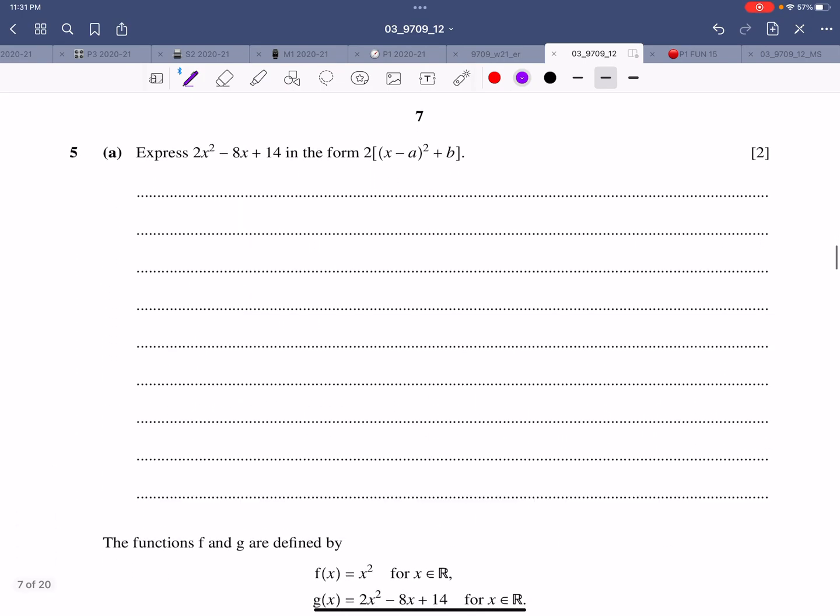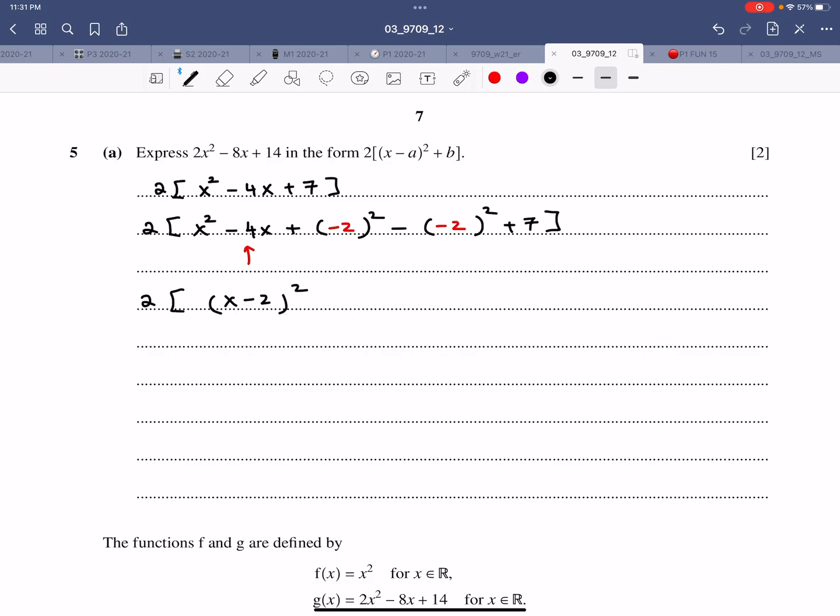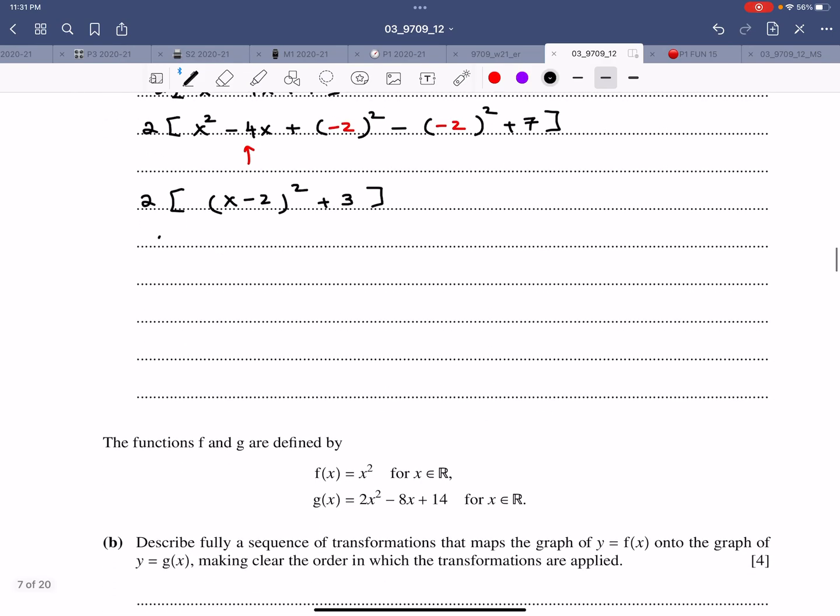It says express 2x² − 8x + 14 in the completed square form. That is 2(x² − 4x + 7). Simplify it a bit: x² − 4x plus bracket squared minus bracket squared plus 7. What goes inside the bracket? Half the coefficient of x, which is −4, so −2. Therefore, this is 2[(x − 2)² − 4 + 7], that is plus 3. So therefore, this is 2(x − 2)² + 6. That is the answer for this particular part.